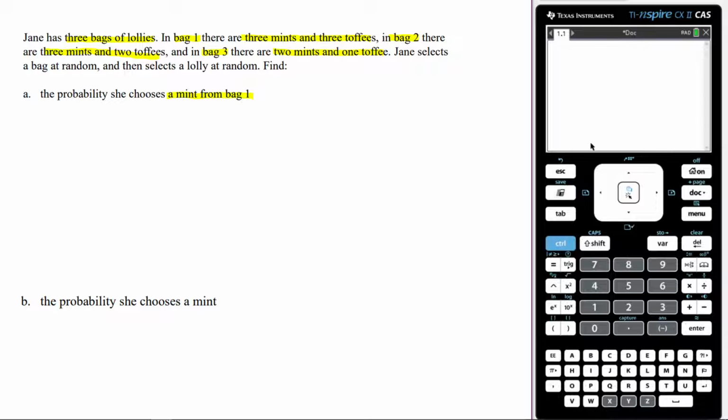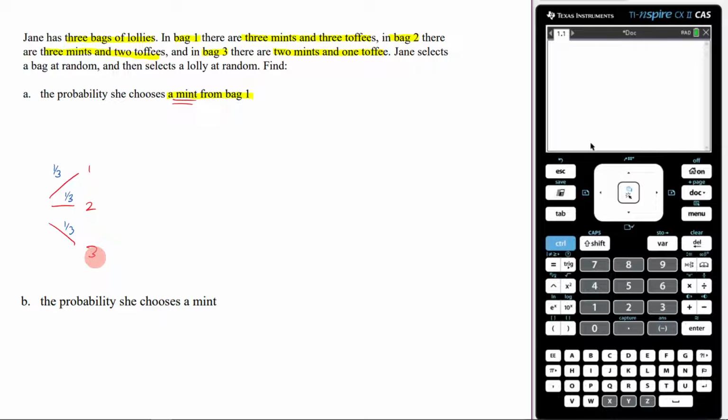Okay, so let's begin by figuring out what is the best way to represent this. It really just comes with practice, but you should know that the best way to represent this is through a tree diagram. So that means we're going to go, all right, I can either get bag 1, bag 2, or bag 3. And I'm selecting this randomly. So that means there is a 1 in 3 chance that I could get this, a 1 in 3 chance I could get this, and a 1 in 3 chance I could get that.